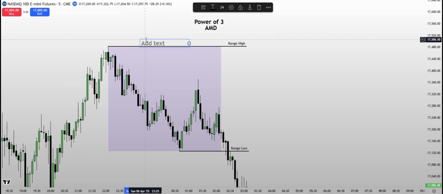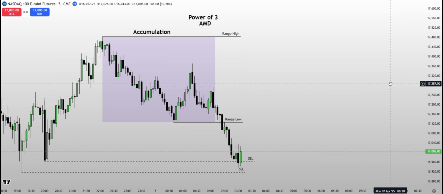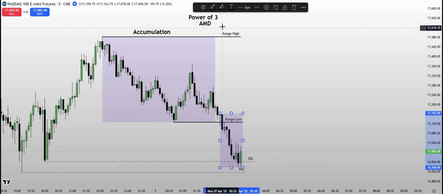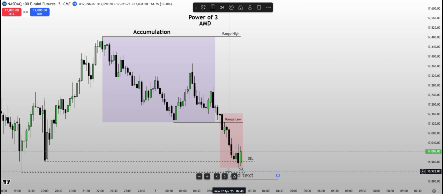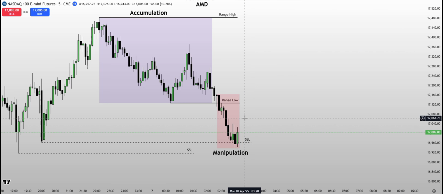So here is the accumulation phase completed. We accumulated here, followed by the manipulation phase all over here. So we manipulated here, going down into a sell side liquidity level, which is just as valid. So manipulation here, we will see if price ends up going to that level, but still we'll hold this one for now.